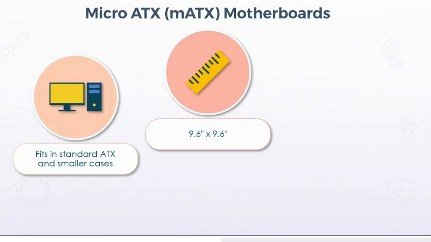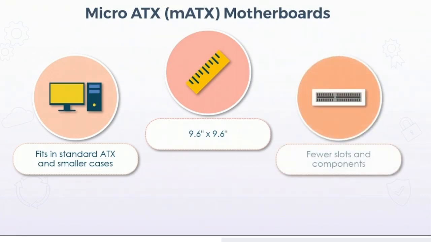But to accommodate the shorter height, some expansion slots were sacrificed. But with that, many ATX boards came with integrated components such as audio, video, or network, so that fewer expansion cards were required.